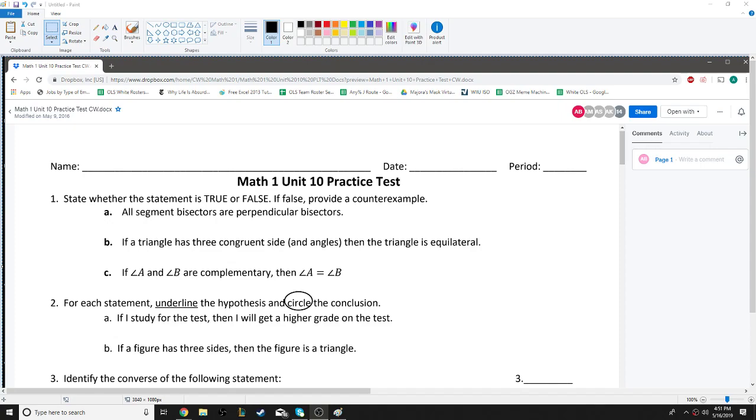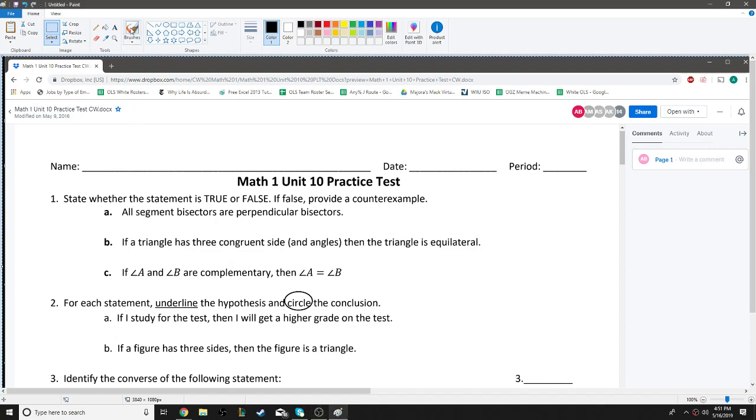Alright, so Unit 10 practice test. State whether their statements are true or false. This first one, A, is going to be false, because just because something is a segment bisector does not mean that it has to be perpendicular. So there's my counterexample: there's a bisector that is not perpendicular. Remember, perpendicular means 90 degrees.